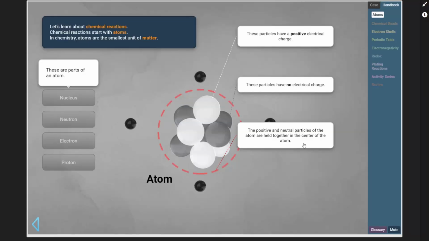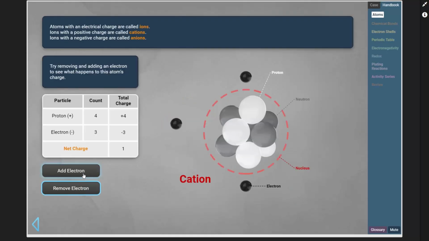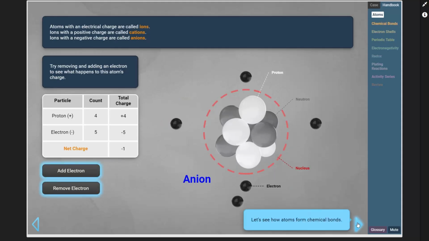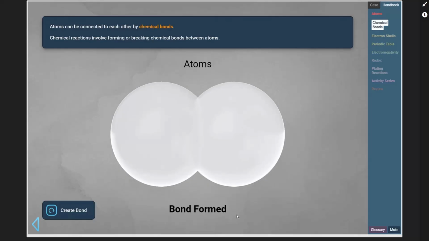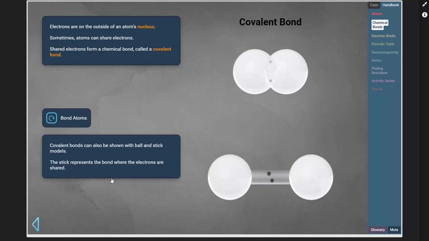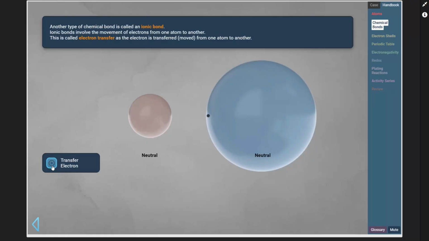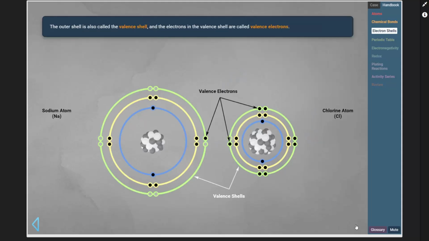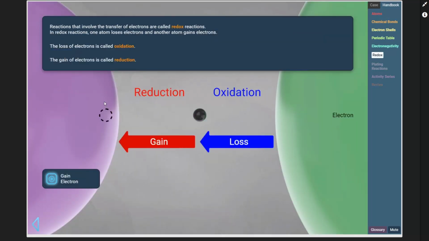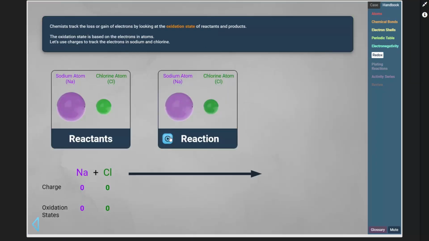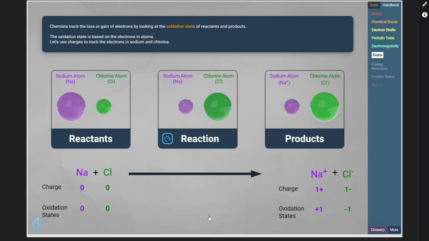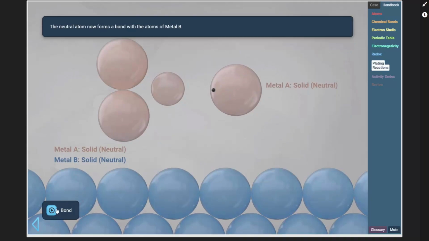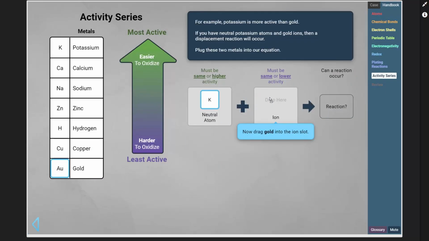This includes atomic structure, cations and anions, chemical bonds, covalent bonds, ionic bonds, electron shells, valence electrons, oxidation, reduction, redox reactions, oxidation states, metal plating reactions, and the activity series.